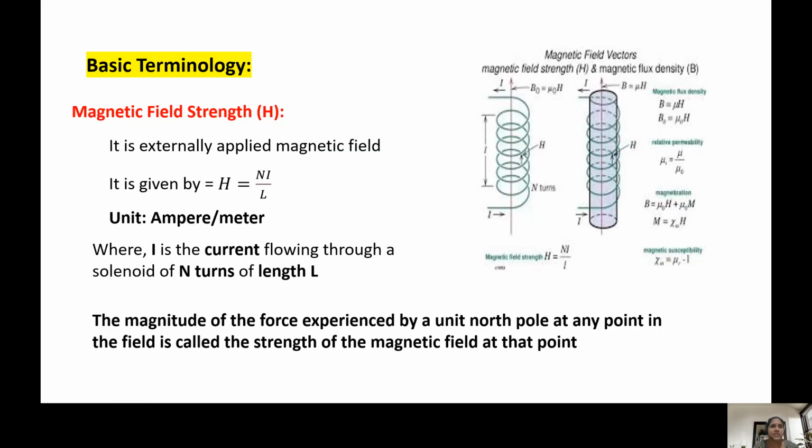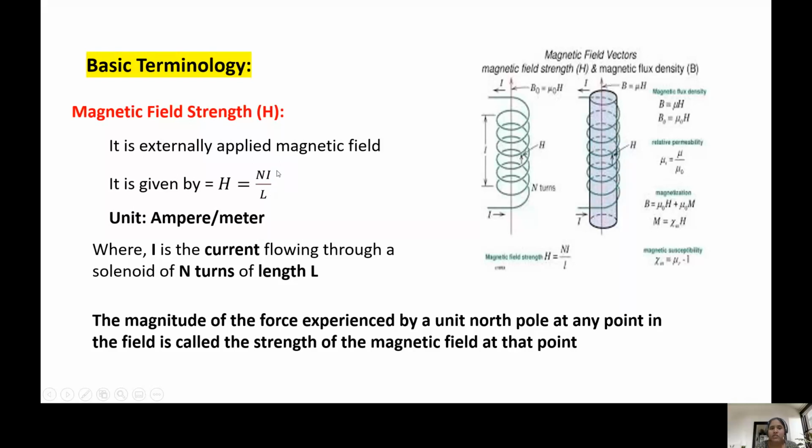Next, we are going to discuss the basic definitions. The first one is the magnetic field strength, represented with capital H. It is also said to be the externally applied field or field strength. For example, if you take a solenoid, the externally applied magnetic field depends on the number of turns, the current I flowing in the solenoid, and also the length of the solenoid.